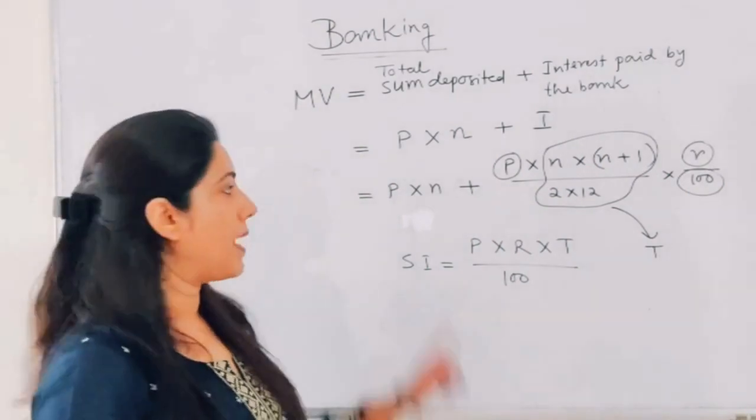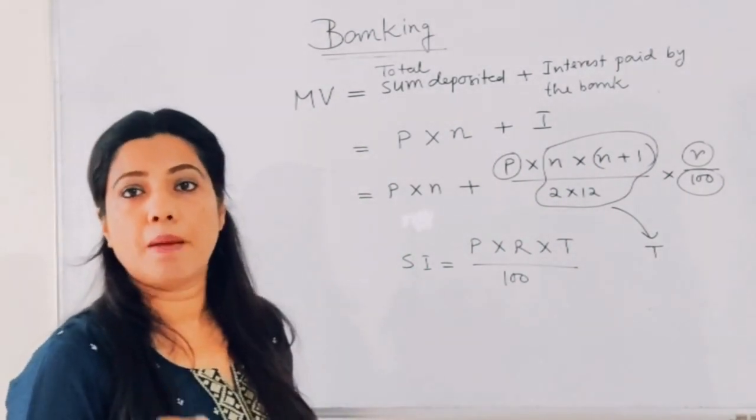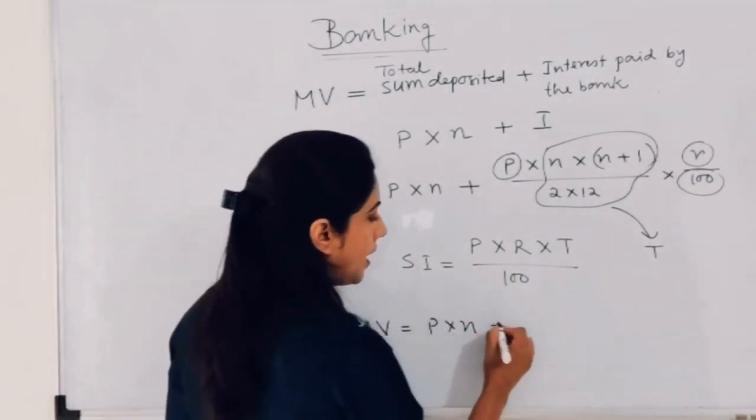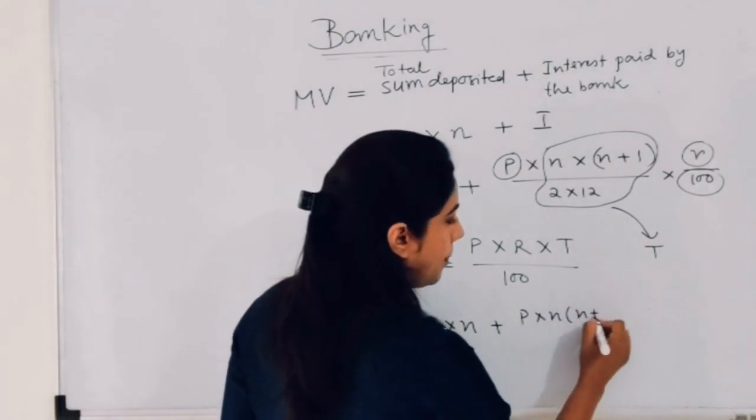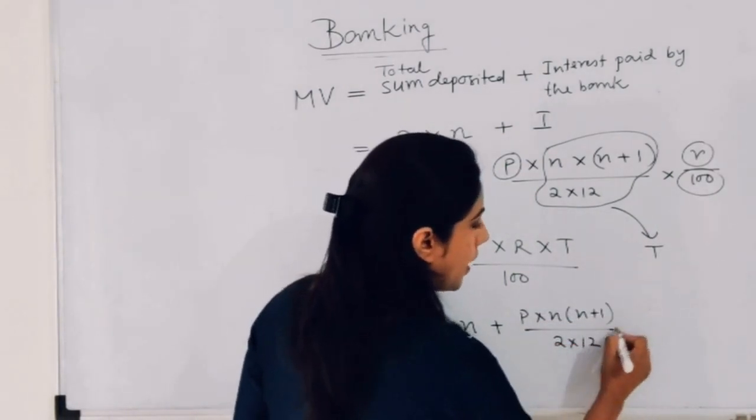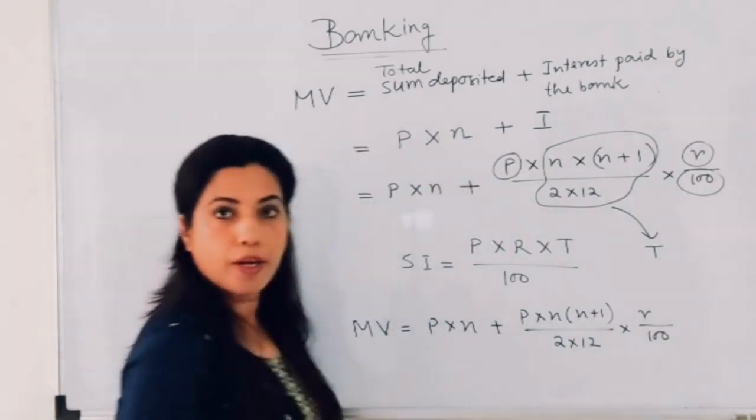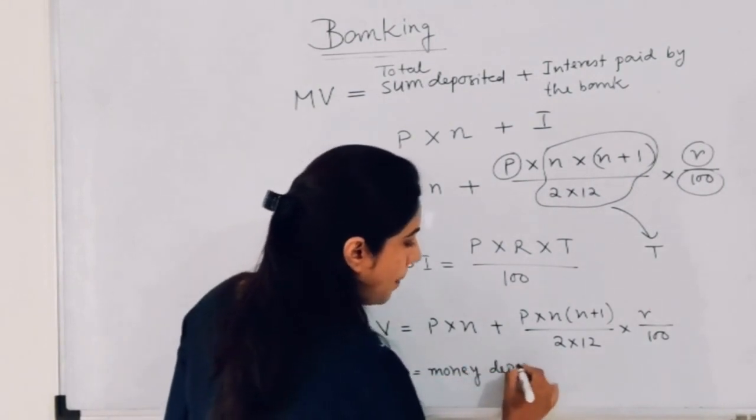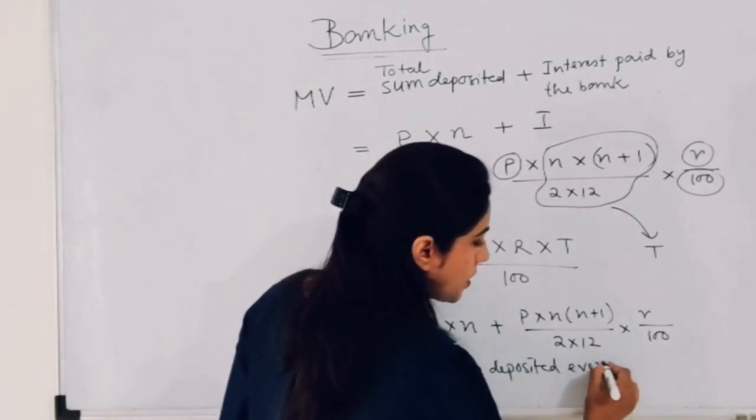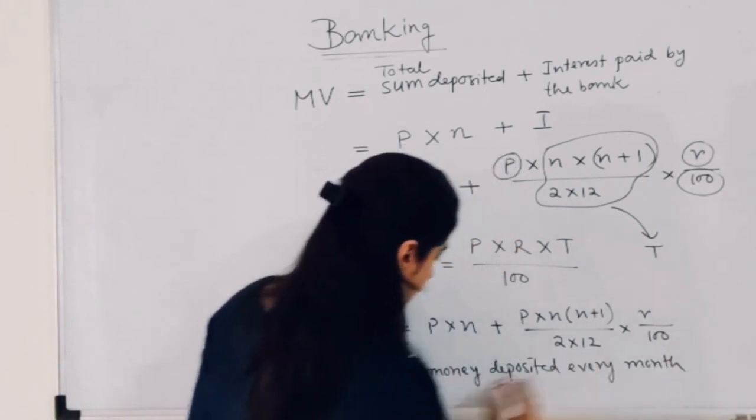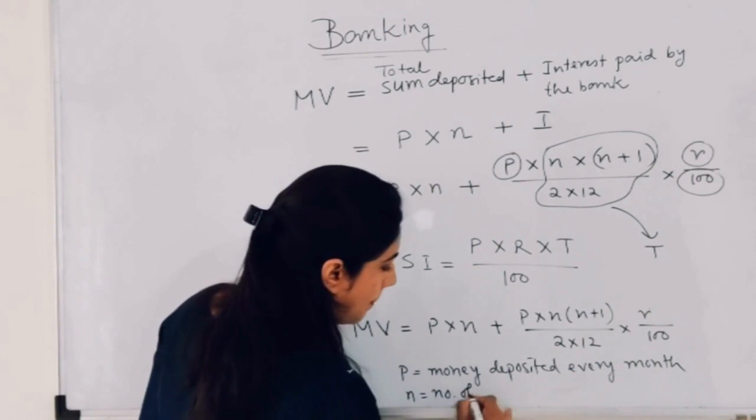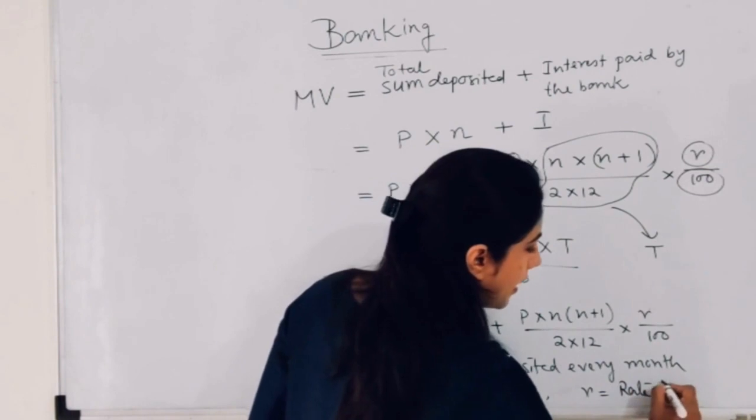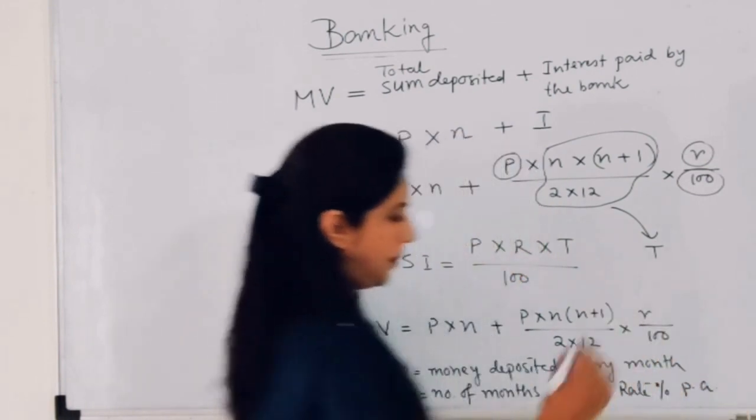So this is how the maturity value of a recurring deposit scheme is calculated. Let us again write down the formula. Maturity value is equal to P into n plus P into n plus 1 divided by 2 into 12 into R by 100, where P is the money deposited every month, n is the number of months, and R is the rate percent per annum.